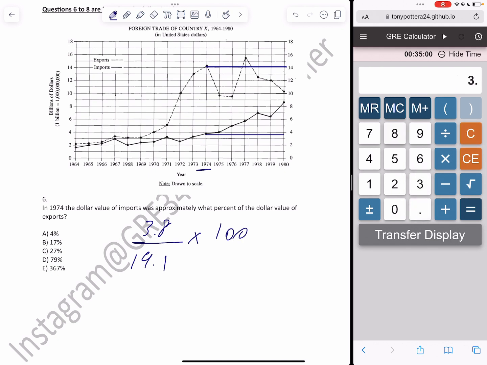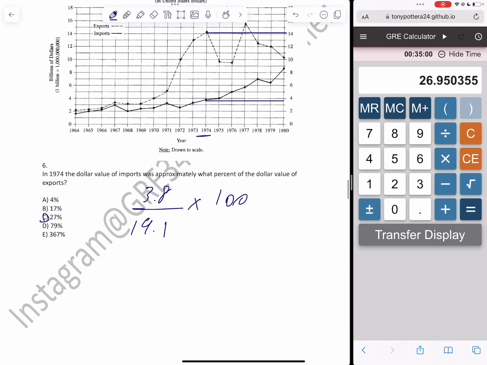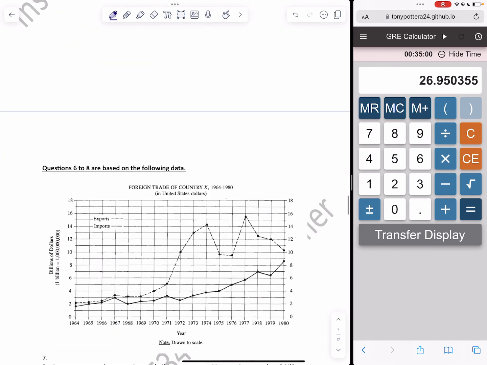Let's just use the calculator for this. 3.8 divided by 14.1, times 100. 26.9, approximately 27%. The answer would be C.